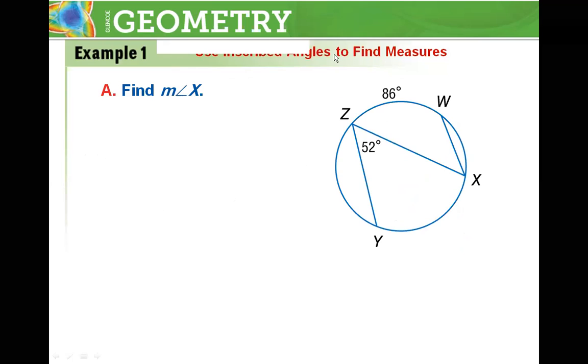Measure of angle x equals 43. How did you get it? Because 86 times half equals 43, or 86 divided by 2. It's equal to half the measure of the arc WZ. And the measure of the arc WZ is 86, so multiplying by half, it's equal to 43, as Mazen said.